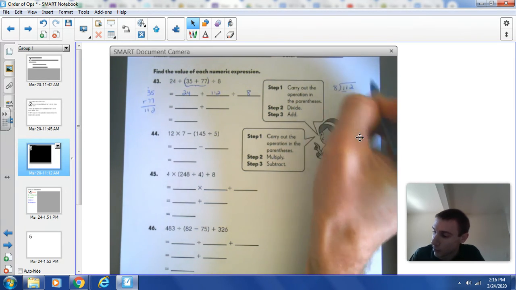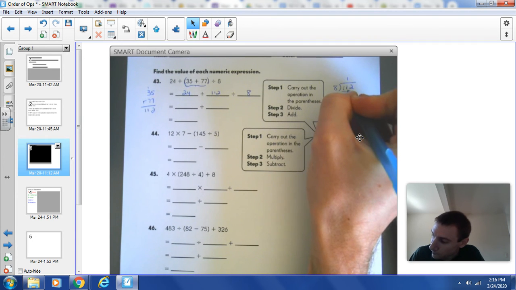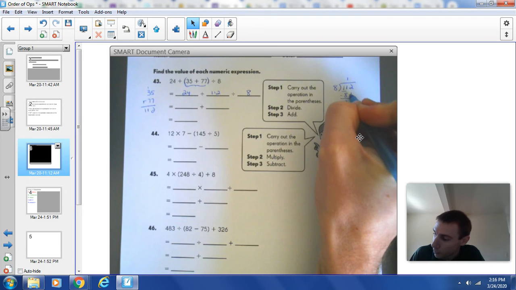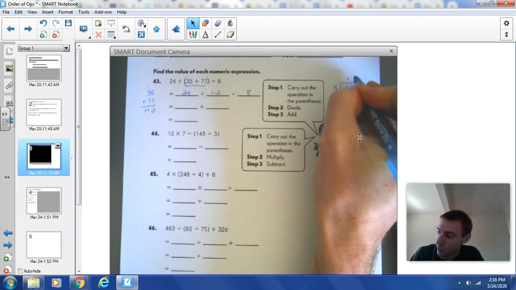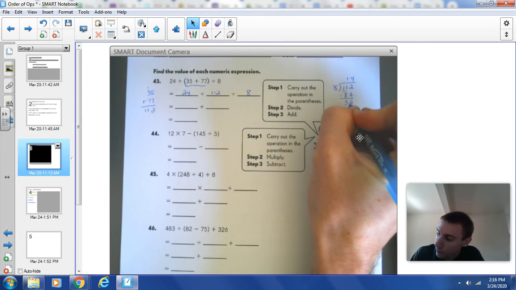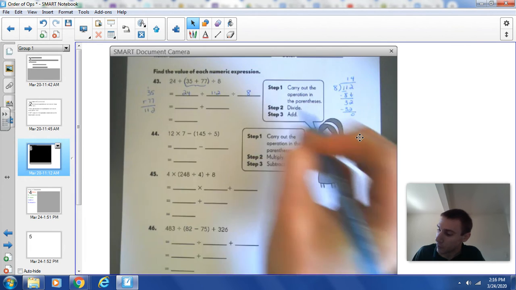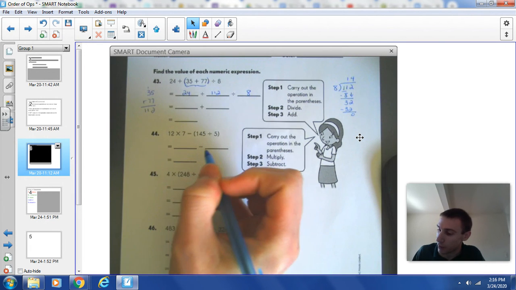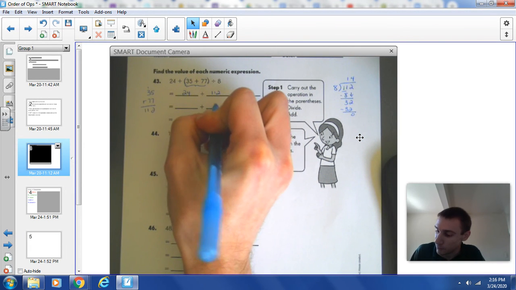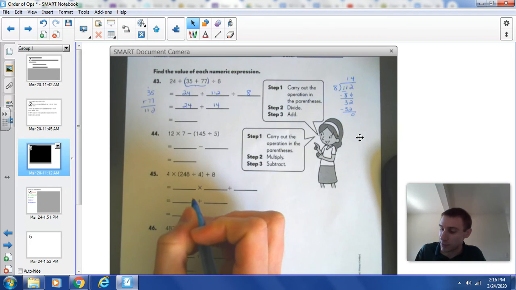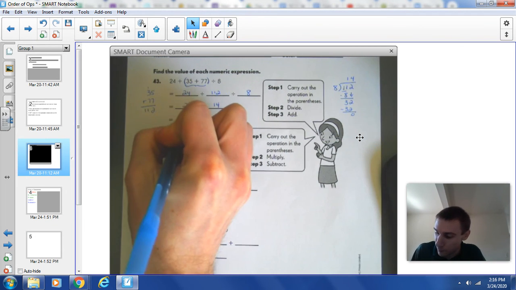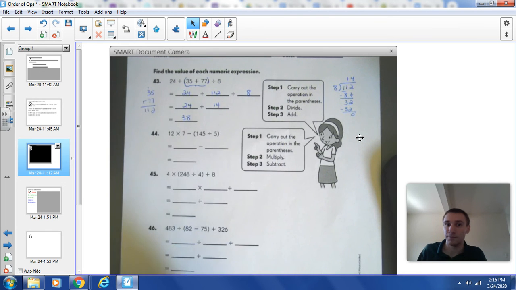8 can divide 11 tens once. Subtract 8 tens, I have 3 tens left over. Ungroup, I have 32 ones. 8 can divide 32 ones 4 ones times. Using that place value talk again. So I'm left, 112 divided by 8 is 14. And now I have 24 plus 14. Add those together, and I have 38.